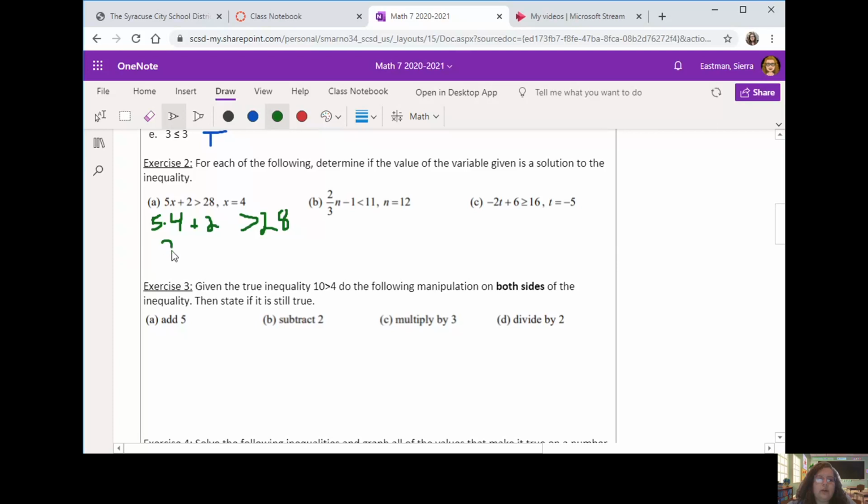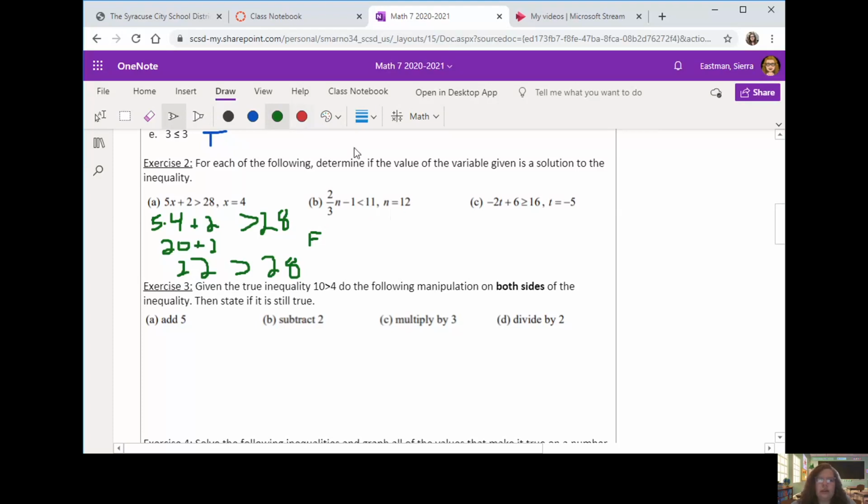5 times 4 gives me a 20, plus 2 gives me a 22. So now we have 22. This alligator is pointing to the 22, so it's kind of saying 22 is greater. But we know that is false because 28 is actually greater. So I'm going to put an F for false.